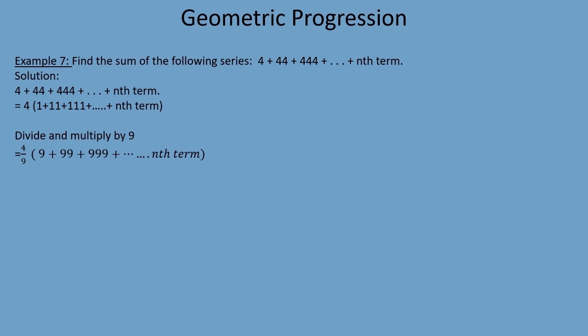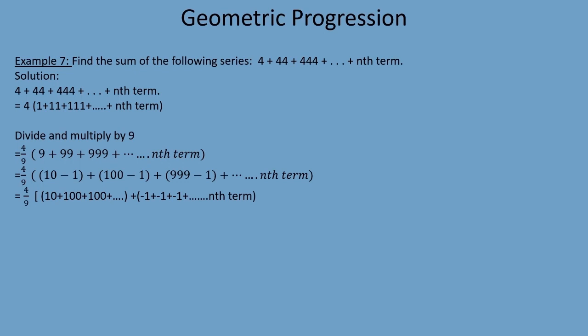S is equal to 4 by 9 multiplied by (9 plus 99 plus 999 plus ...). This is equal to 4 by 9 multiplied by (10 minus 1) plus (100 minus 1) plus (1000 minus 1) plus and so on. We can split and write this as 4 by 9 multiplied by (10 plus 100 plus 1000 plus ...) plus (minus 1 plus minus 1 plus minus 1 plus ...) up to the nth term.